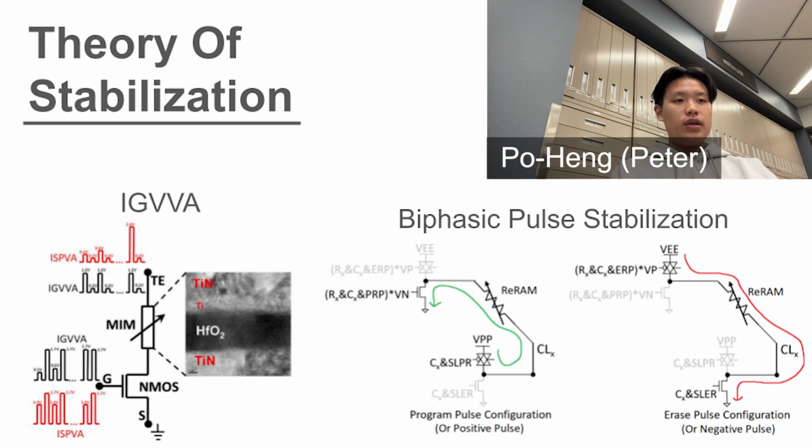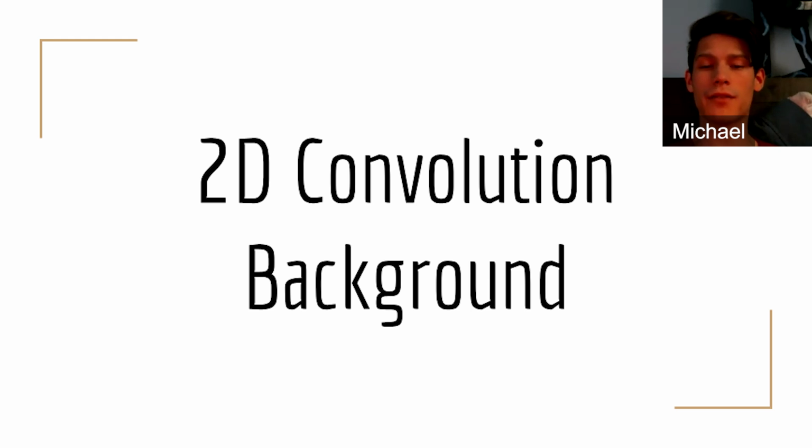The IGVVA method works by gradually increasing the gate voltage of the device and verifying the conductance until it reaches the desired level. This controlled adjustment helps minimize drift over time. Meanwhile, biphasic pulse stabilization applies alternating positive and negative pulses to the device. These pulses counteract the natural tendency of drift and reduce the overall noise in the system. By combining these two methods, we are able to see a significant improvement in our computational accuracy. And I will be going over the convolutional background as well as the UNet architecture we used for this project.